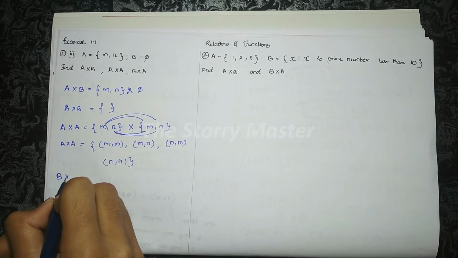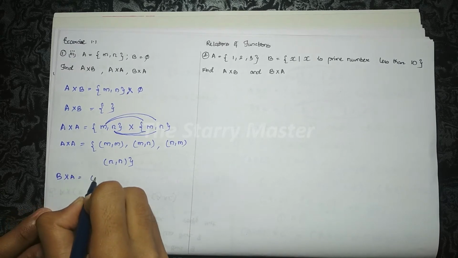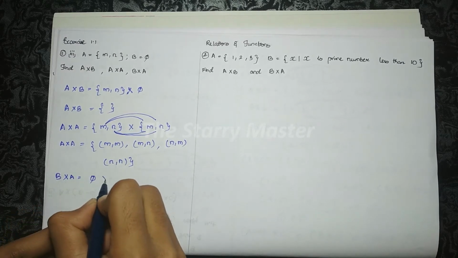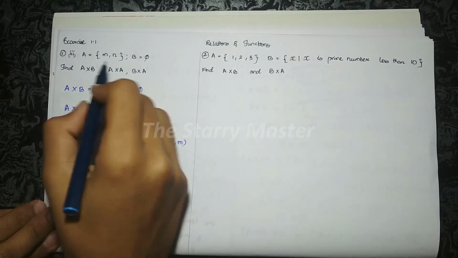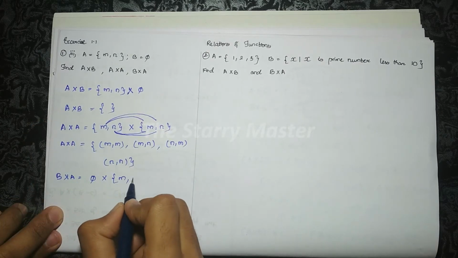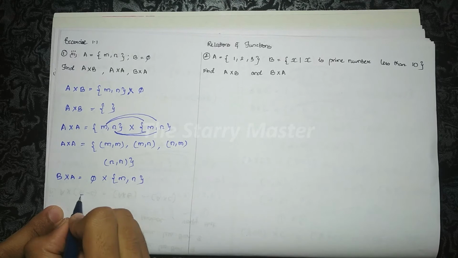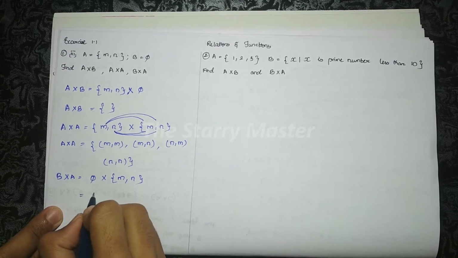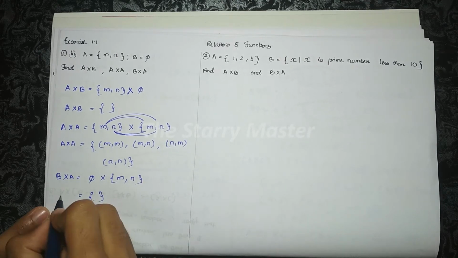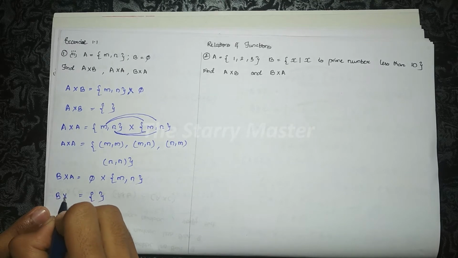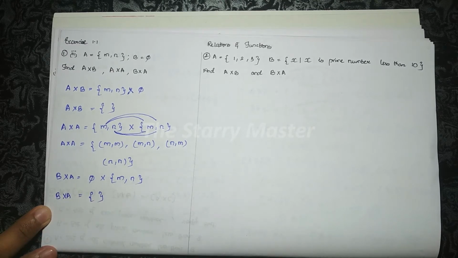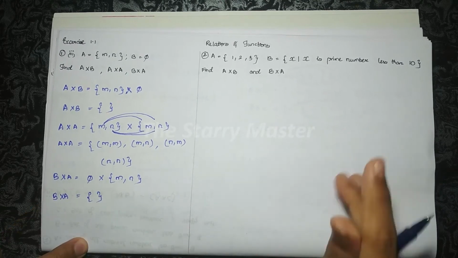Then we have to find B cross A. The value of B is null. The value of A is {m, n}. Anything into null is empty, nothing. So B cross A is equal to the empty set.